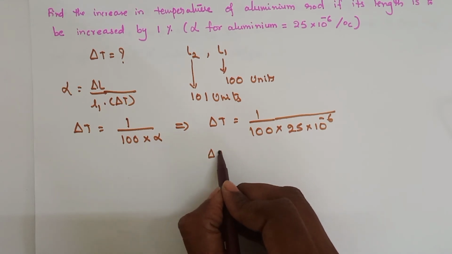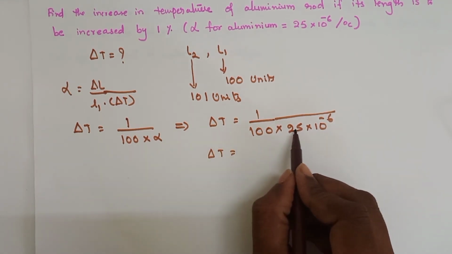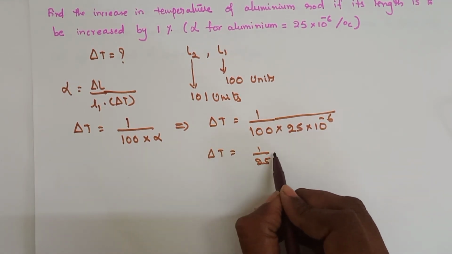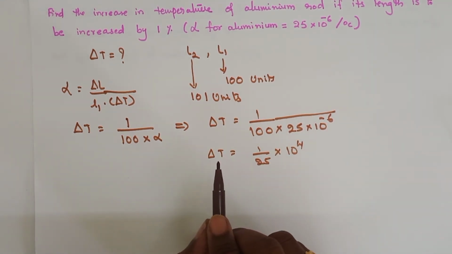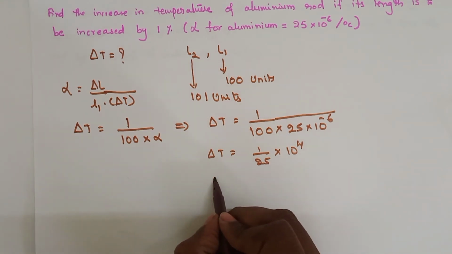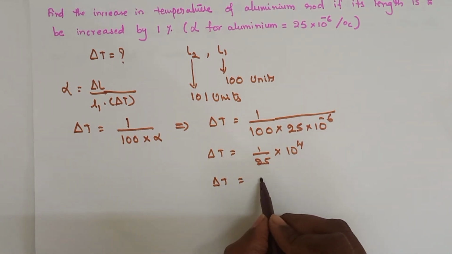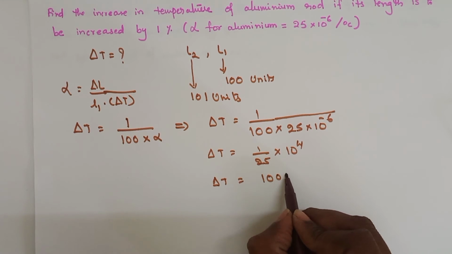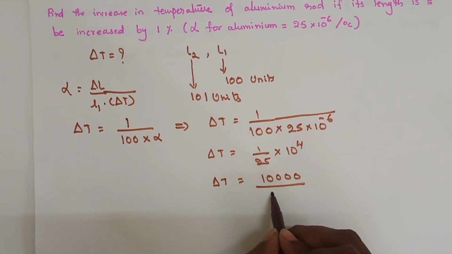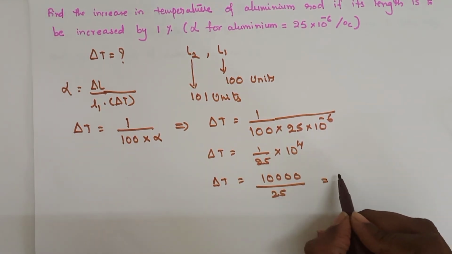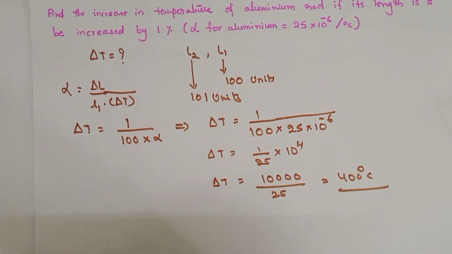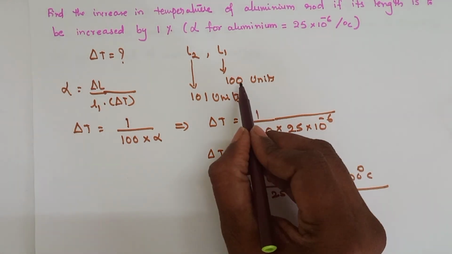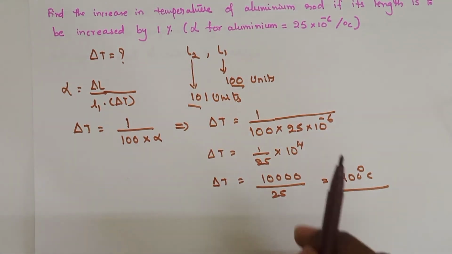So delta T is equal to 1 by 25 into 10 power plus 4. So delta T equals 10,000 by 25, which equals 400 degrees centigrade difference. So we have assumed 100 units, which we can use to calculate in standard form.